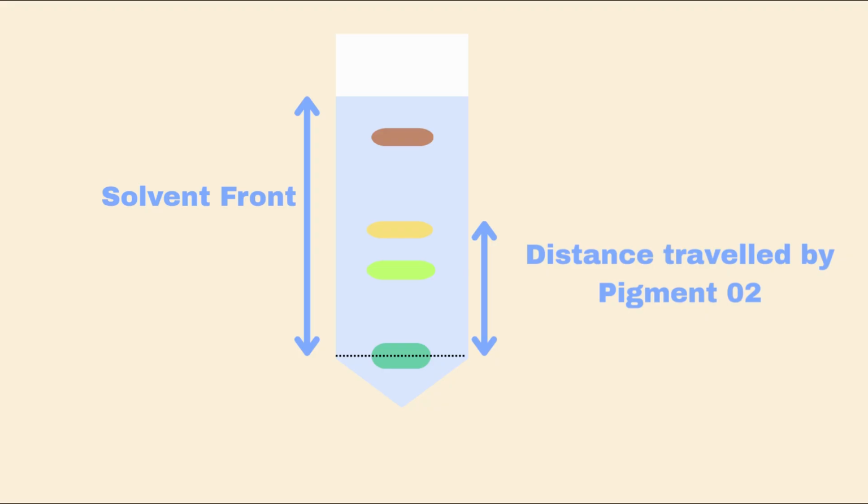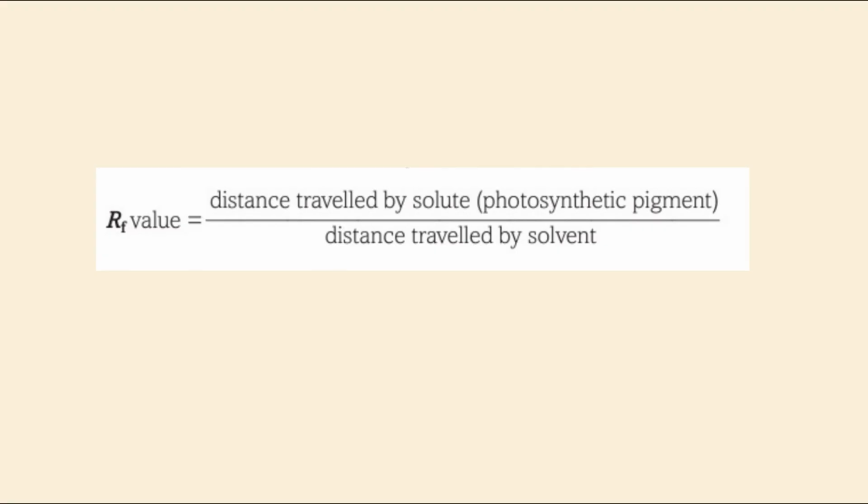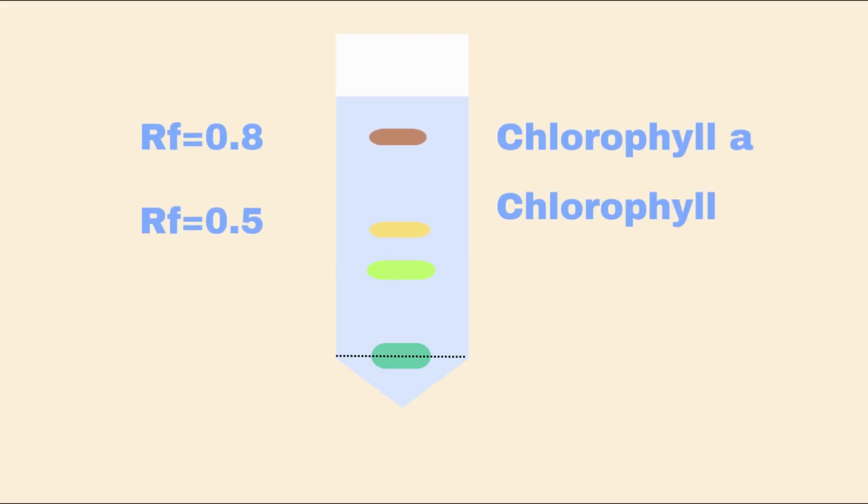Next comes an important equation, the RF value. RF equals distance traveled by solute over distance traveled by solvent. So from paper chromatography, you take the readings, apply the formula, and you get the RF value. Now my question is, why do we need this RF value? This is simply because it helps to identify the chlorophyll pigment.